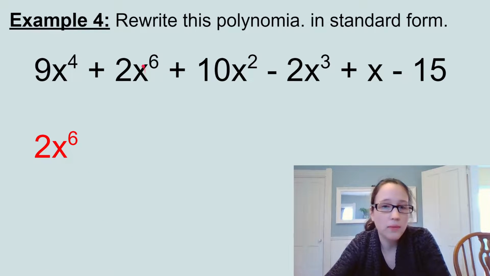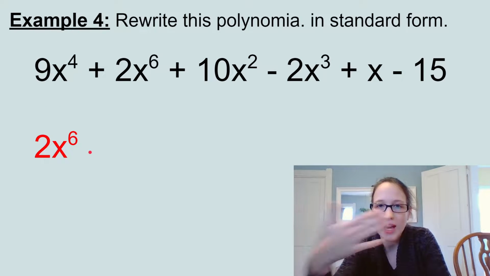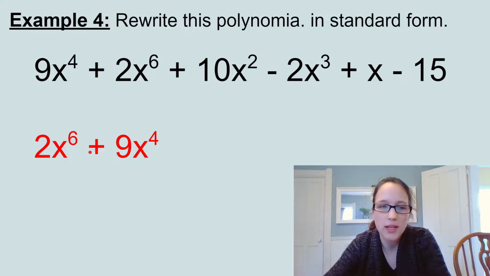All right, so now I'm going to go ahead and find my next biggest exponent. Well, I have a 4 here. So my next term is going to be 9x to the power 4. Now, do you think I'm going to put plus here or minus here? Well, since this term is positive, it's going to be a plus because I need to add that 9x to the power 4. So it's going to be plus 9x to the power 4.